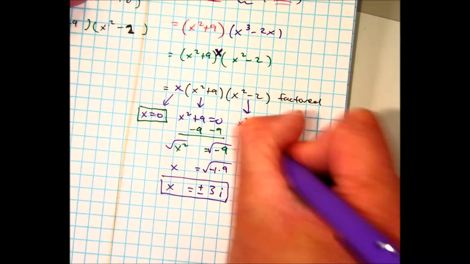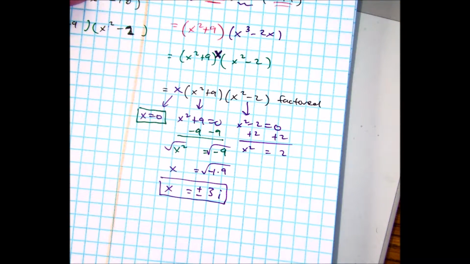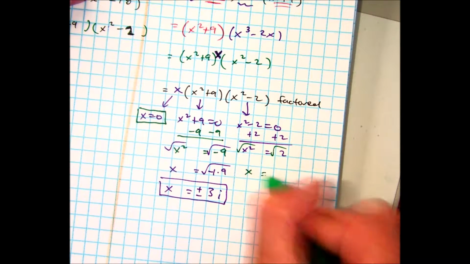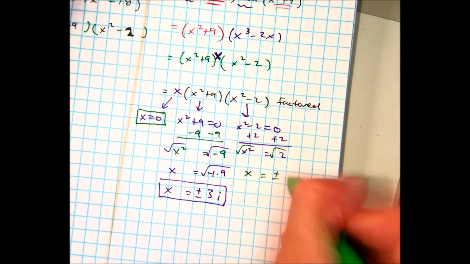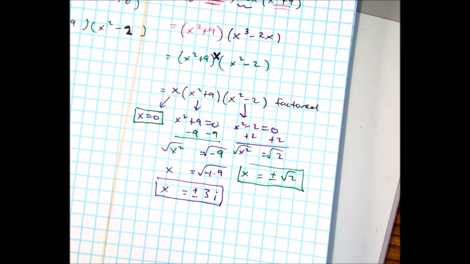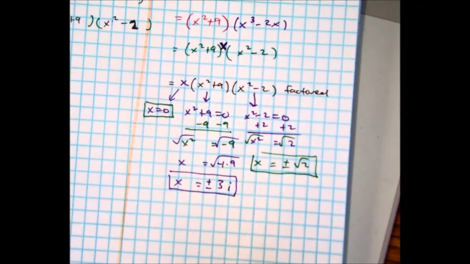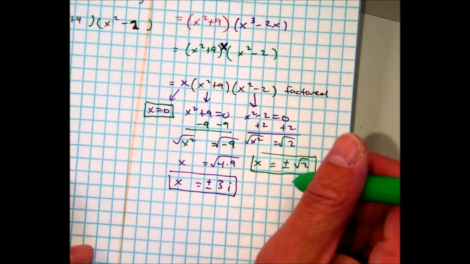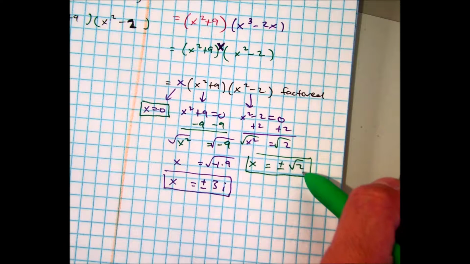Let's solve over here. Add 2. Take the square root. X equals plus or minus radical 2. Alright, what does that mean? There's 2 of them, right? Is this real or non-real?